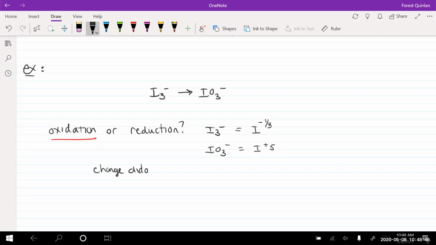Charge did not reduce. Therefore, oxidation. Okay, that aside. First things first, are you guys okay with those charges and how I did them? Yes, good. All right, the first thing we need to balance is the iodines. If we take a look at that, we have 3 on the left, we have 1 on the right. So we now need 3 of the iodates.